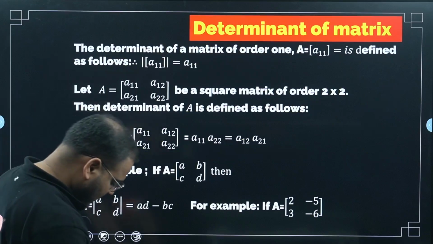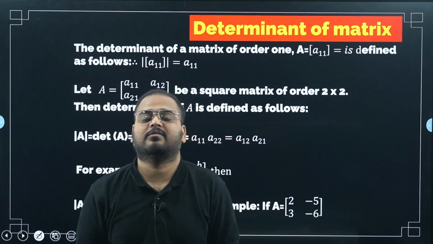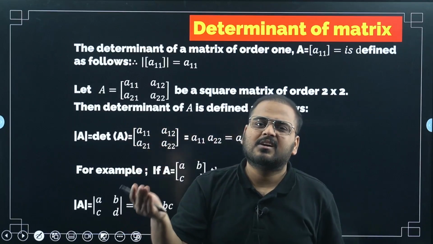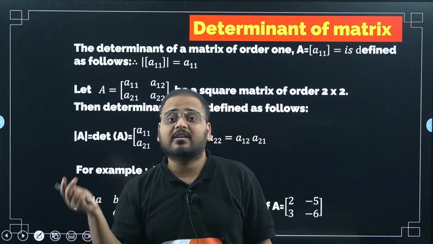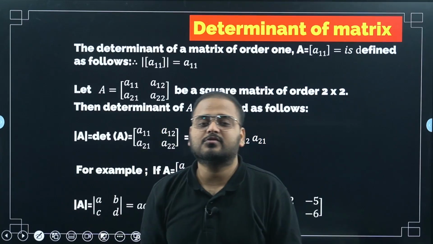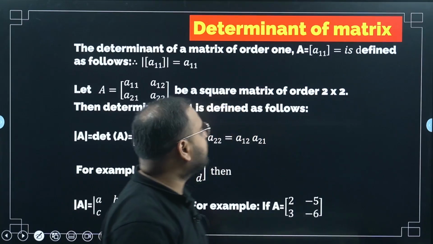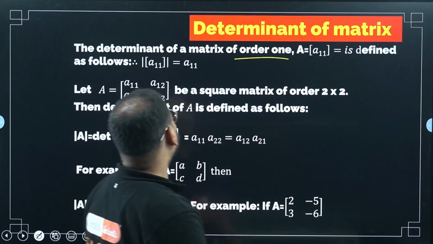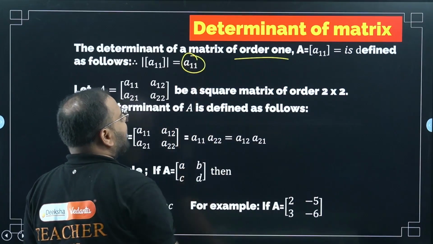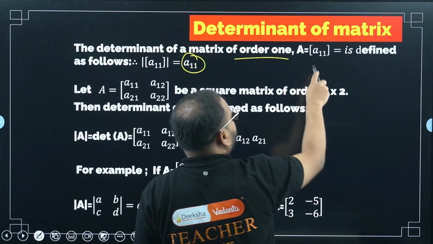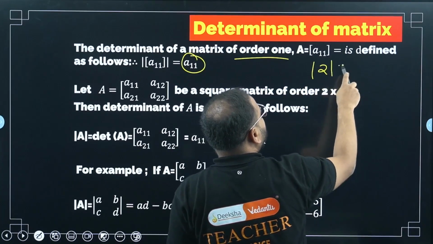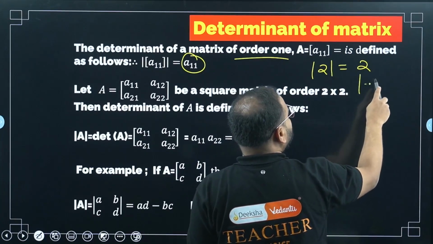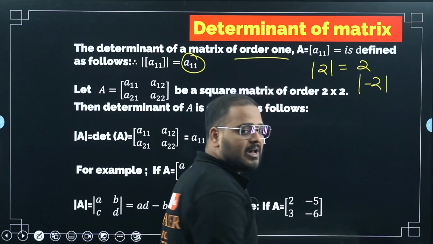Now how do we find the value of the determinant of a matrix? We have different ways depending upon what we are taking. Whenever we have a matrix of order 1, just simply write it as a11. If I have a matrix with the single element 2, what is its determinant? 2.